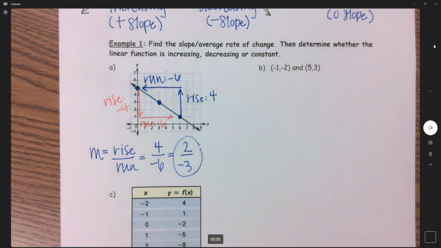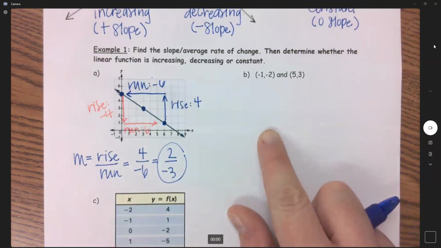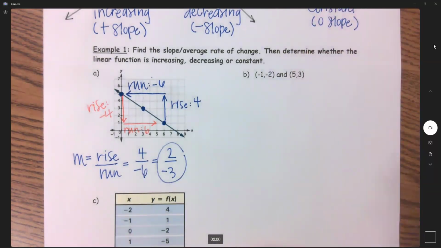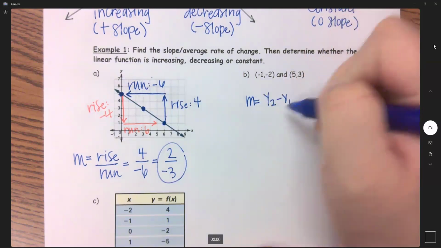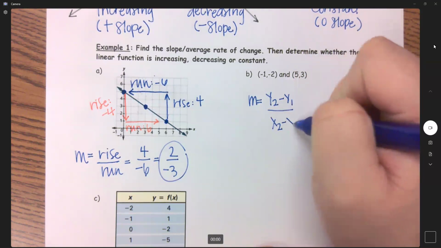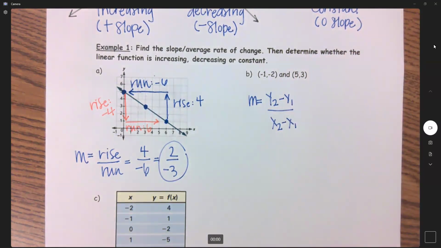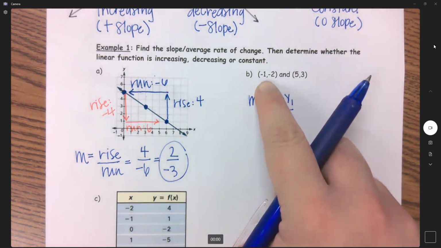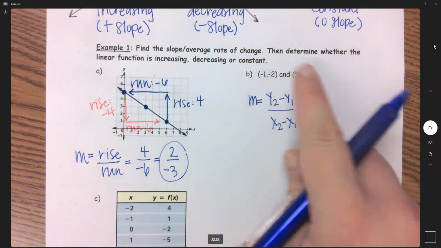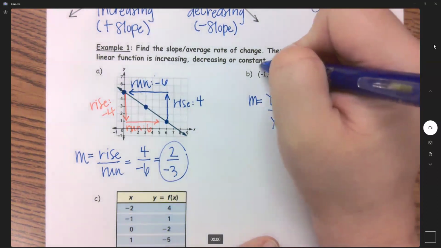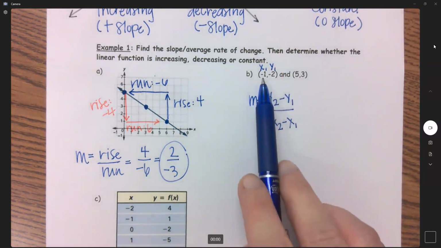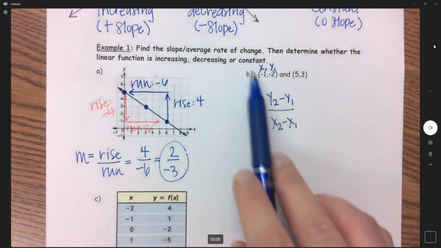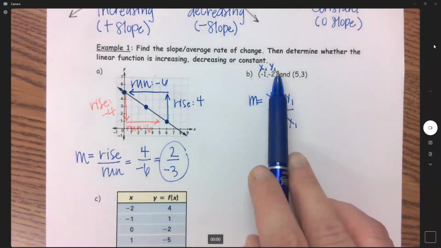So hopefully that wasn't too confusing. Part B, I now have an ordered pair. So because I have an ordered pair, I'm going to use my version of the formula, which is y2 minus y1 over x2 minus x1. I think it's easiest to label your ordered pairs. If I have -1, -2, and 5, 3, this is my first point and my second point. So my first point is going to be x1, y1. Your ordered pairs are always in the form of x comma y, and because this is my first ordered pair, it's going to be with subscripts of 1.